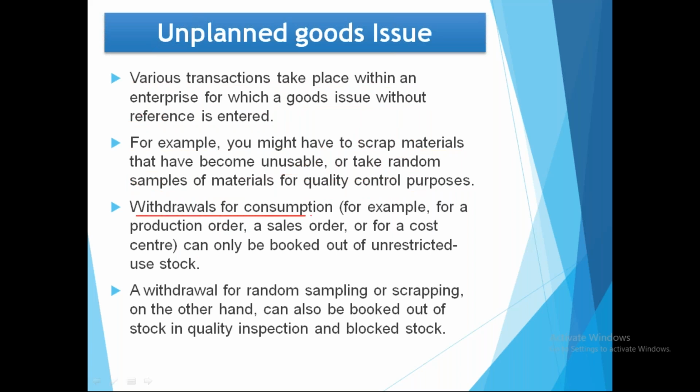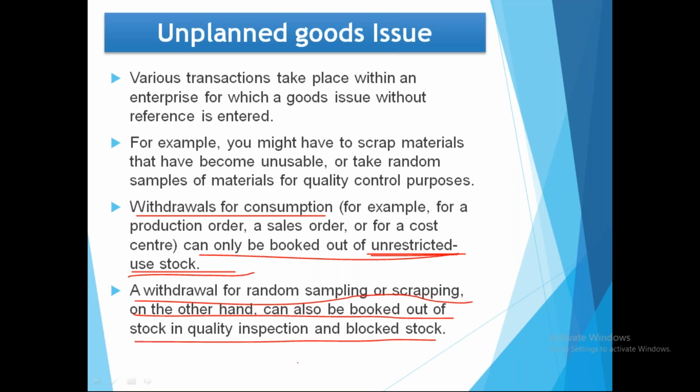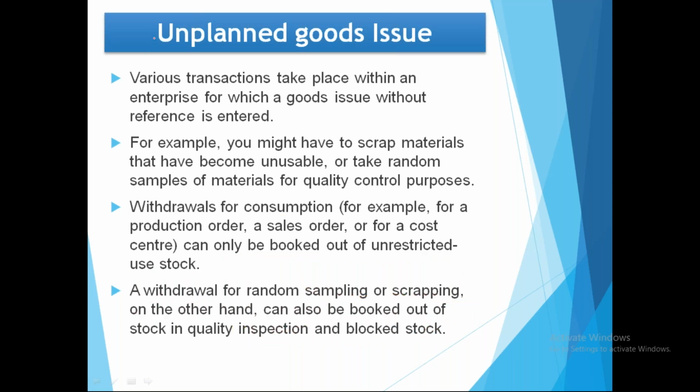Withdrawals for consumption can only be booked out of unrestricted use stock. So normally unplanned and planned goods issue will be done from the unrestricted use stock, but a withdrawal for random sampling or scrapping, on the other hand, can also be booked out of stock in quality inspection or blocked stock. For random sampling and for scrapping, you can issue from the quality stock and even from the blocked stock. I will show this in the system. So these are the situations of unplanned goods issue.